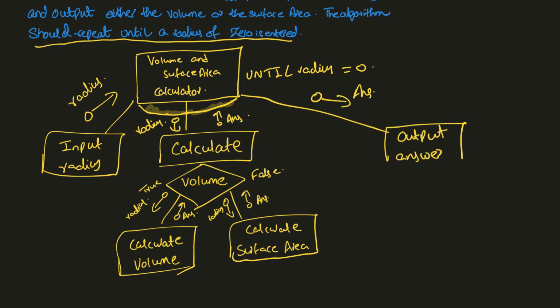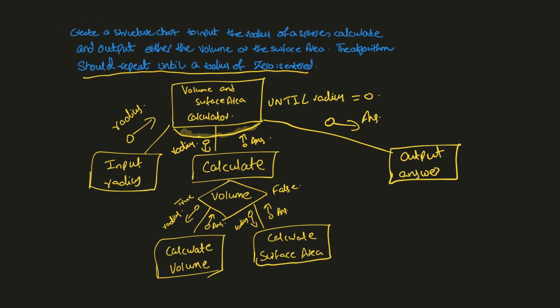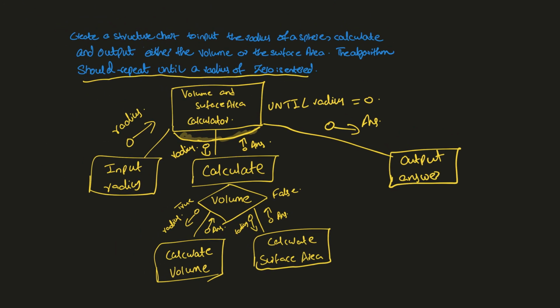So basically this is how a structure chart is constructed, and we also went over how a repetition takes place. This yellow highlighted area is how a repetition takes place, and here is our condition for the repetition, right? So this is all you need to know about structure charts.